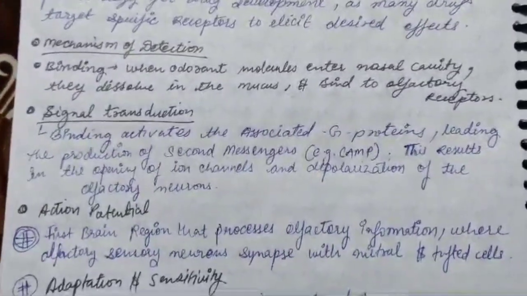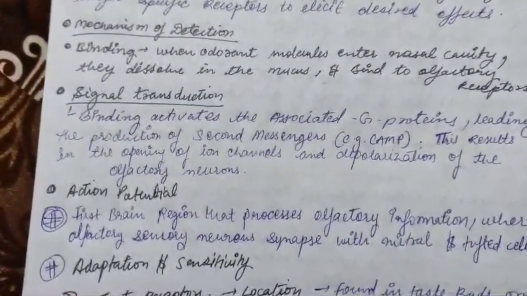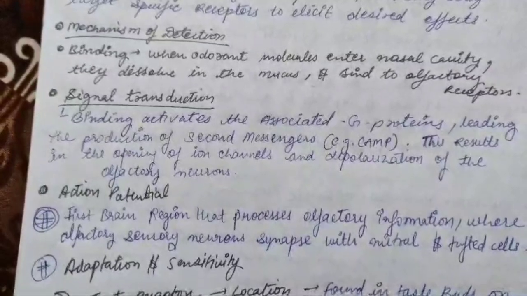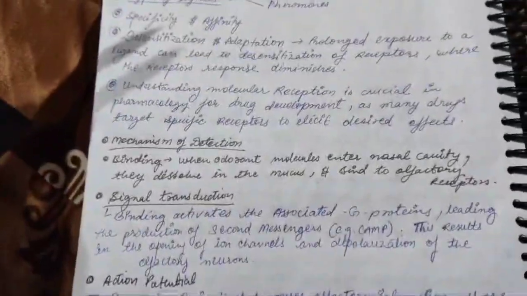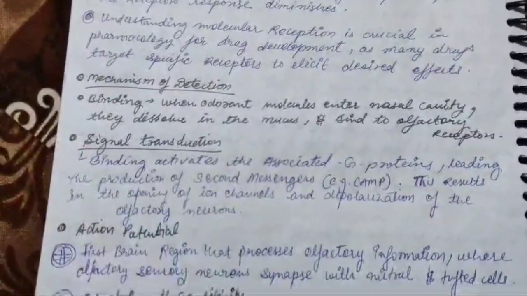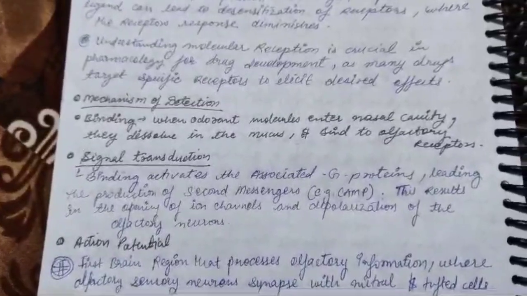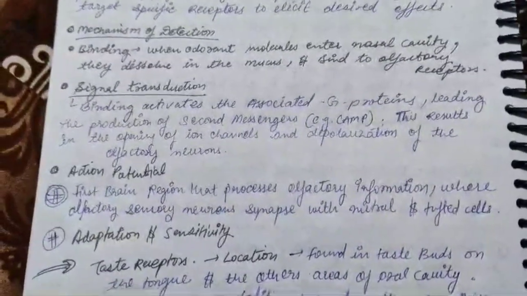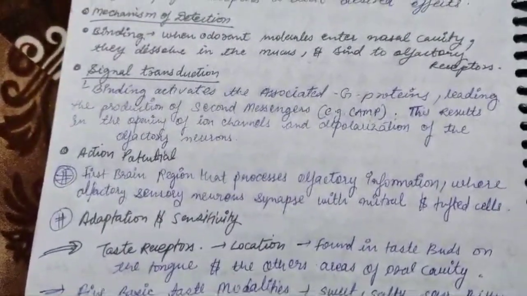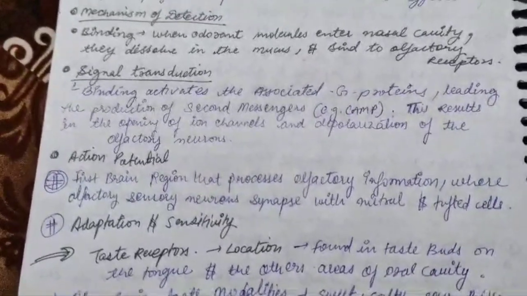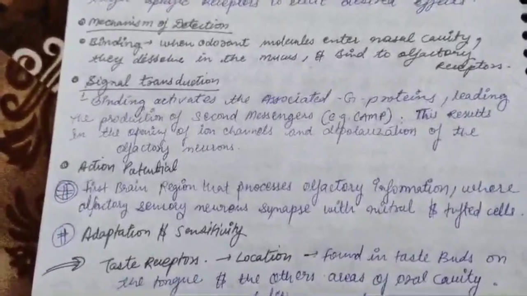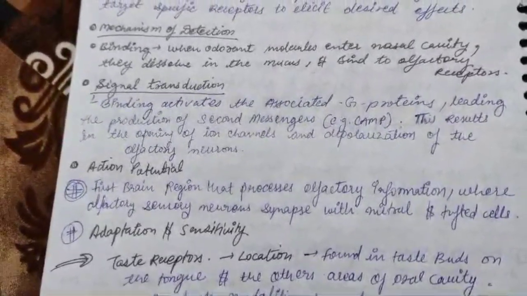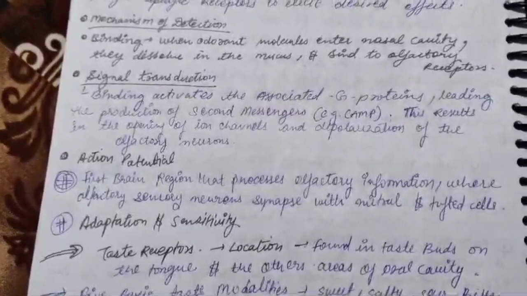Mechanism of detection. The odorant molecules enter into the nasal cavity. They dissolve in the mucus and bind to the olfactory receptors. Then the signal transduction that we have talked about earlier takes place, and the binding activates the association of the G proteins, leading to the opening of the ion channels and depolarization. Then it generates the action potential. The action potential further reaches the brain regions that process the olfactory information, and there is a sense of smell. Then at the olfactory neuron synapse, it leads to adaptation and sensitivity.